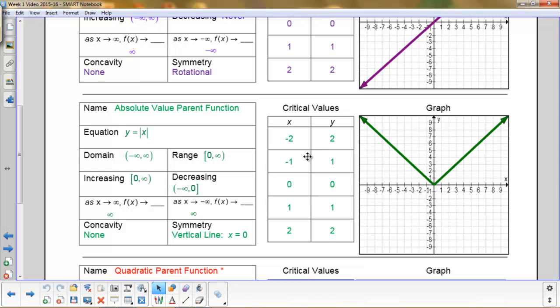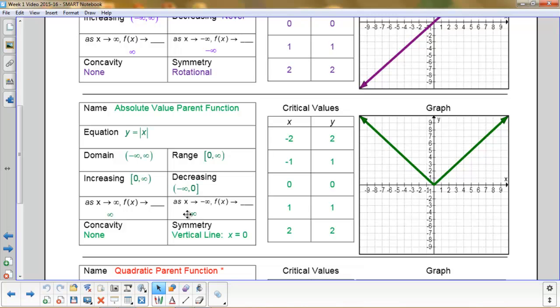Again, the critical values are going to be the way that you specifically graph these, so please use that as a guidepost. It's going to be very important for you to do this because it's going to help you when you come to your transformations of functions accurately. Notice that concavity here, again, is none. All right, so we're starting to see a pattern here in the words concavity, even though we have two different parents. All right, moving on here, we have a vertical line of symmetry at x equals 0.